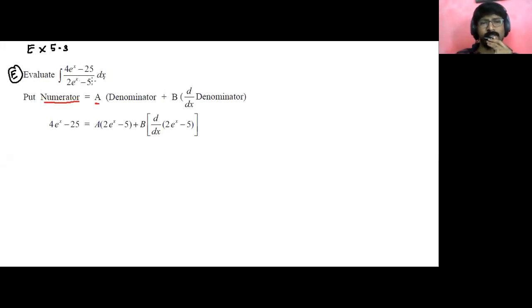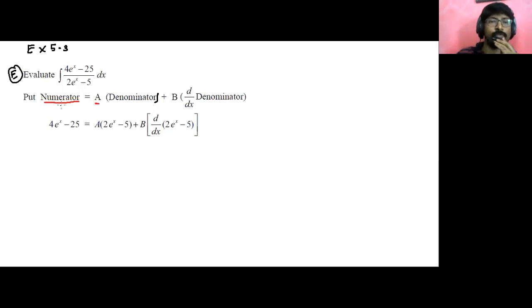Now how do we solve this type of sum? Look, what we are going to try to do is substitute this numerator by something. By what? We will substitute this numerator as a into the denominator plus b into the derivative of the denominator. This is how we're going to substitute.